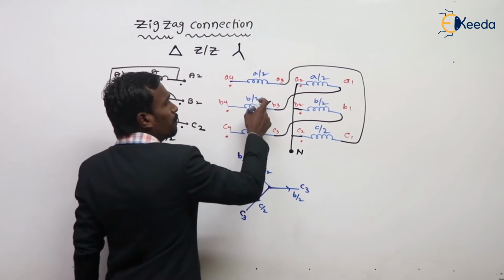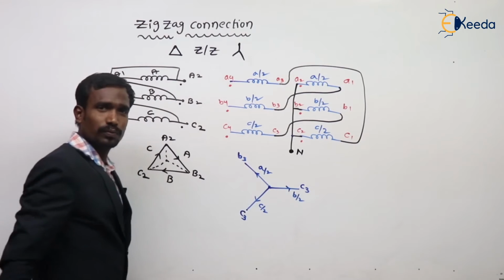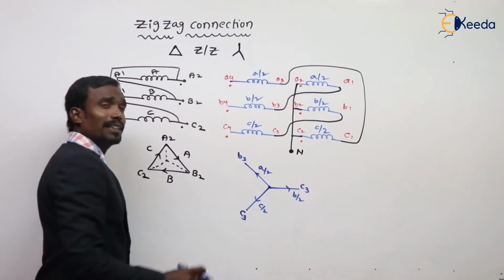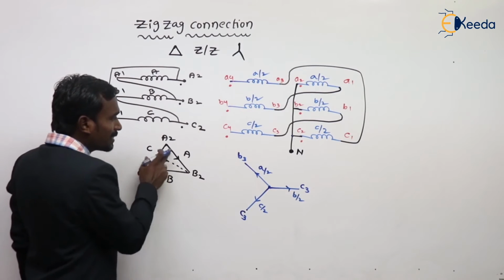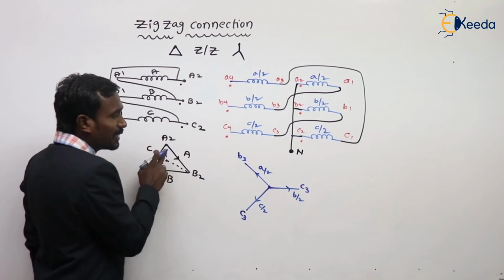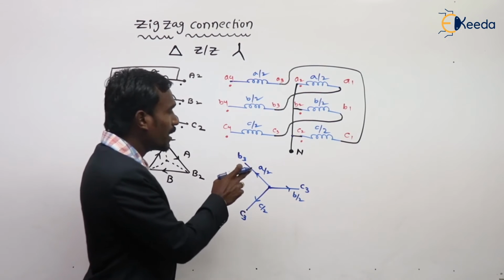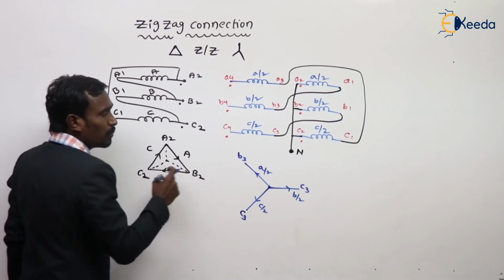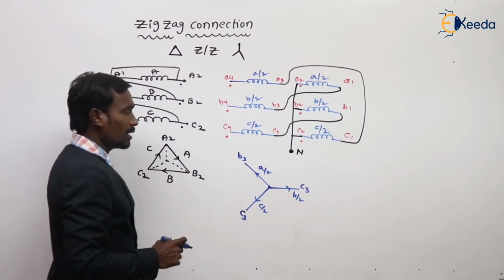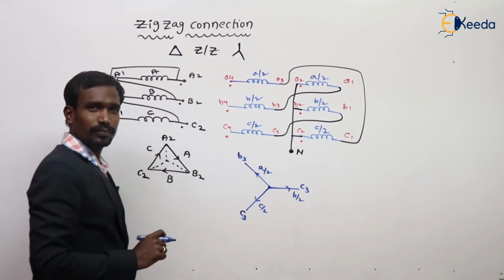B3 to B4, B by 2. C3 to C4, C by 2. Additive polarity is nothing but in phase. See here, my A is here. Here also A should be same. And my B is here. Here also B should be same. And my C is here. Here also C should be same.